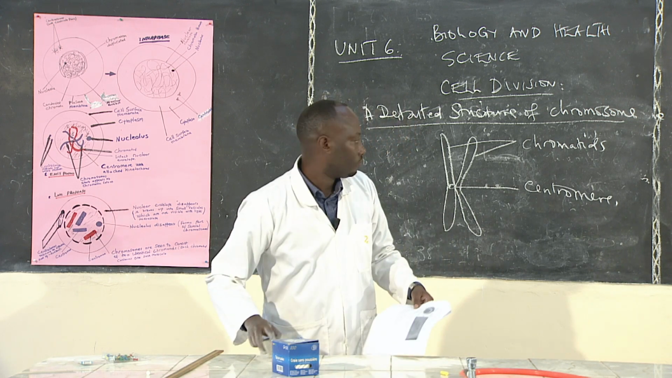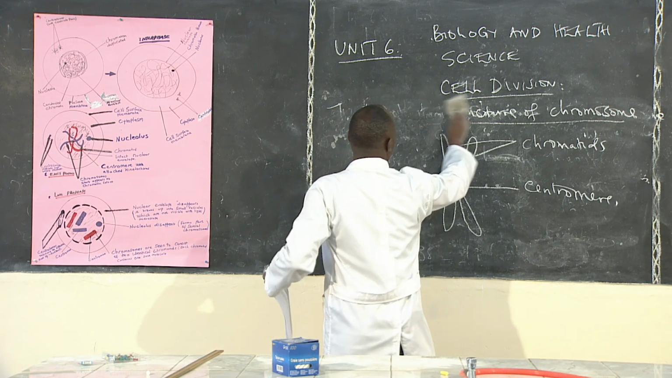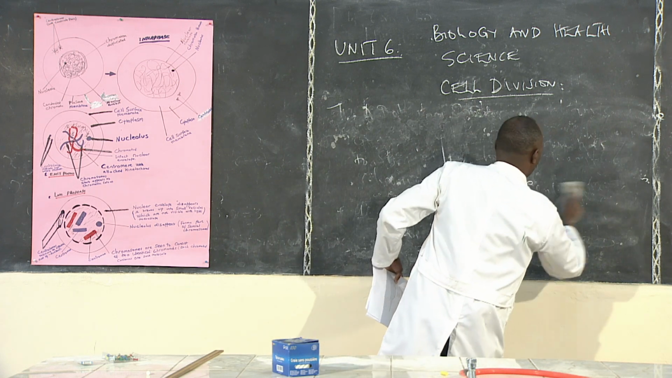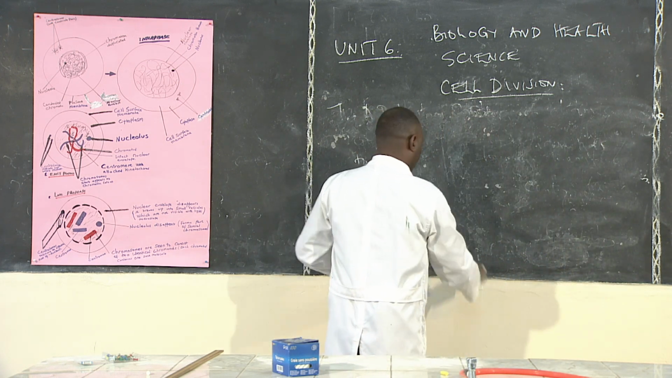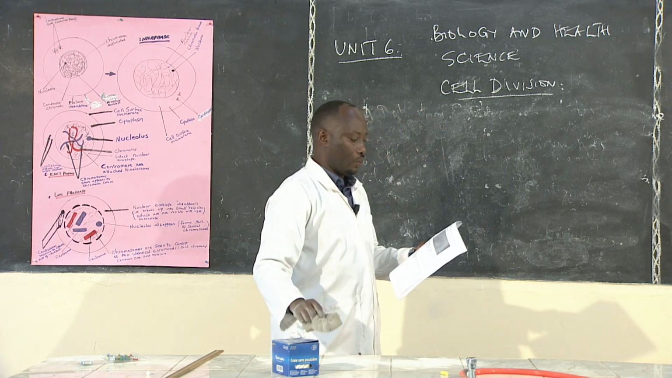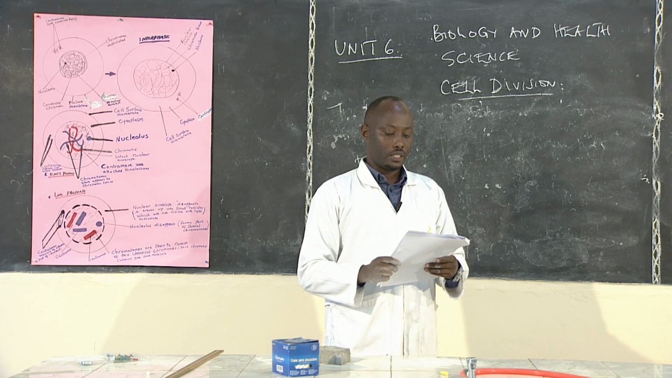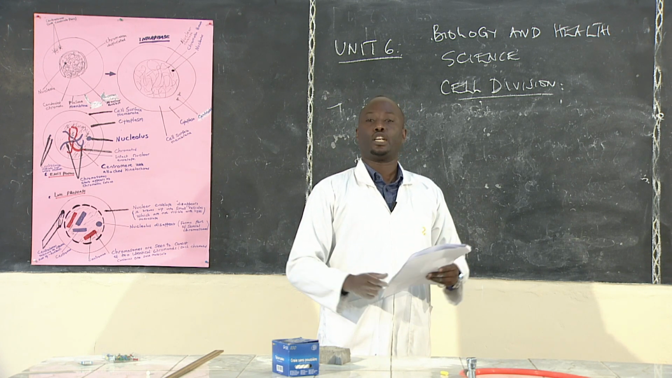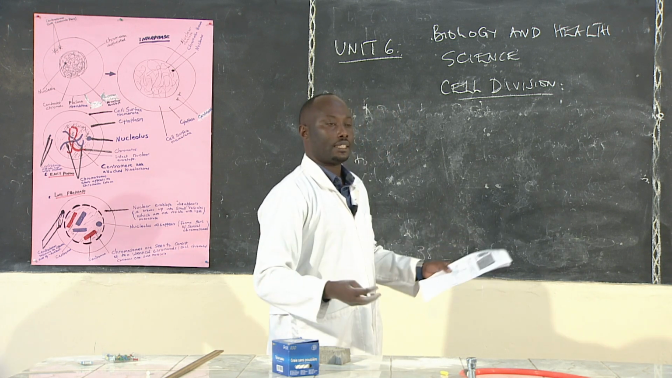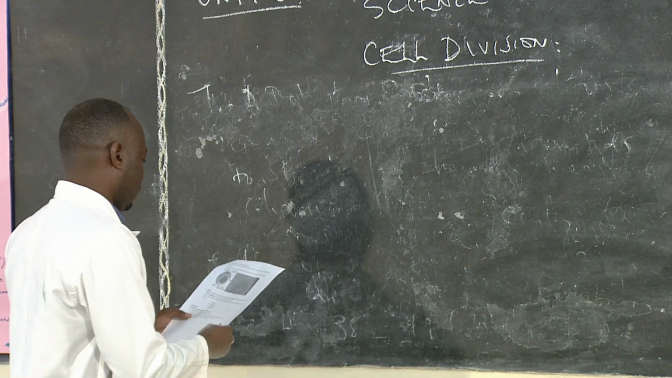So let us now talk about mitosis. I said mitosis is a type of cell division in which one cell, or the mother cell, divides to produce two cells, or daughter cells, that are genetically identical to itself. That's why I say they are genetically identical to itself.